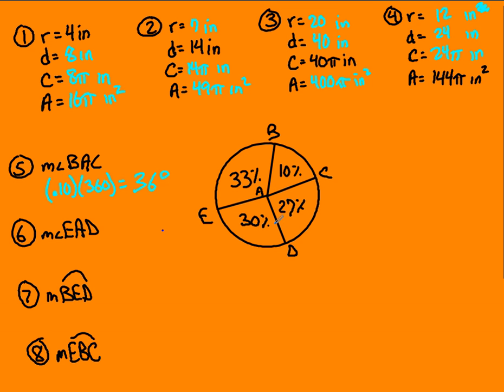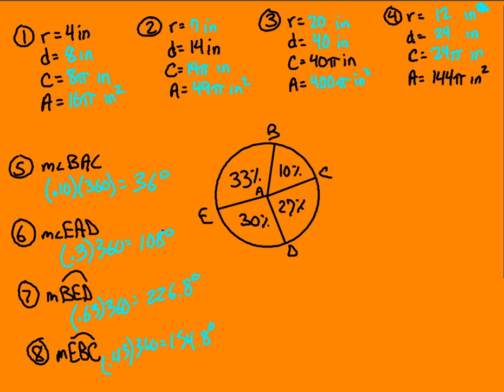For EAB, we have the 30% piece here, so that's 0.3 times 360, and that one's going to end up being 108 degrees. For BED, the arc, it works the same way. A combined 63% here, so 0.63 times 360. And this angle ends up being 226.8 degrees. Then the last one, EBC, that combines these two regions, which is 43%. So 0.43 as a decimal times 360, which ends up being 154.8 degrees for that one.